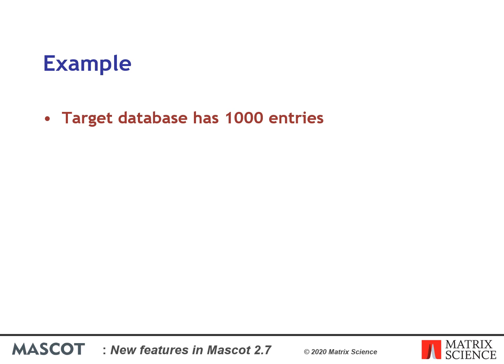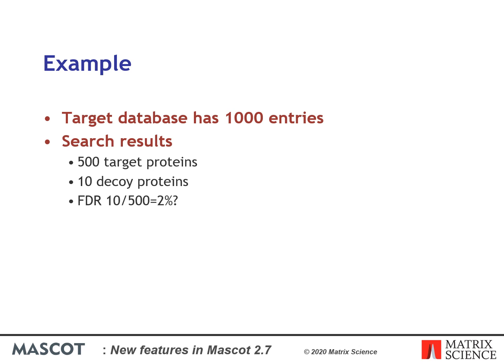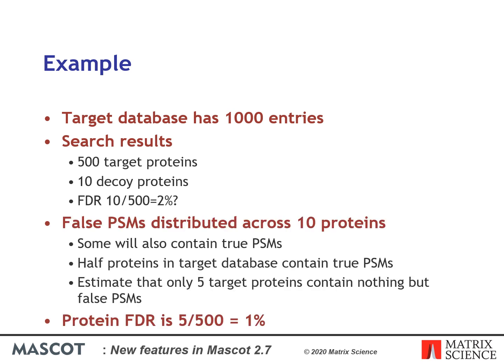Imagine the target database has 1,000 entries and the search results show 500 target proteins and 10 decoy proteins. Does this mean protein FDR is 10 divided by 500, or 2%? No, it does not. We can assume the false peptide sequence matches in the target are distributed across 10 proteins, but some of these will also contain true peptide sequence matches, so should not be counted as false.